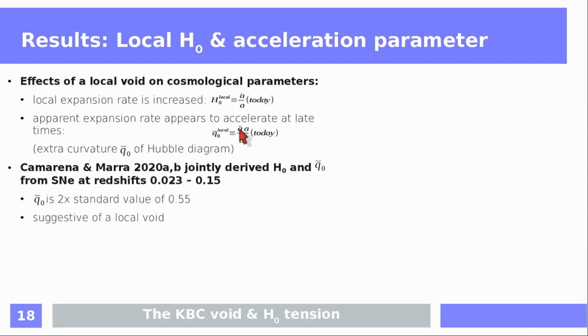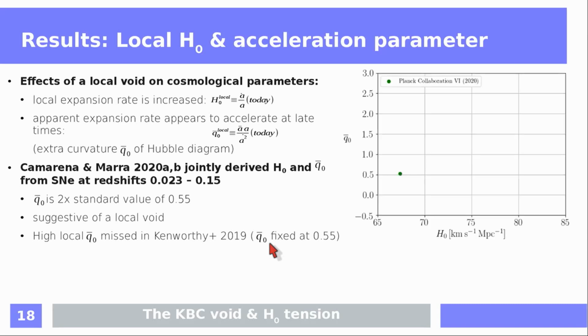Now, looking at the observations, Camarena and Marra in 2020 jointly derived now H0 and q0 from supernova data at redshifts between 0.023 and 0.15. And what is very interesting here is that their acceleration parameter is 2 times larger than the standard value predicted by the ΛCDM model, which is 0.55. And this is a hint that this is driven by a local void because it gives you an extra curvature in the Hubble diagram. Now, there was in 2019 a study by Kenworthy et al., and they concluded that based on local supernova data, a huge local underdensity is excluded by 4 to 5 sigma. But in their analysis, they used a fixed q0 of 0.55, which is the Planck prediction, and so they do not allow an extra curvature in the Hubble diagram.